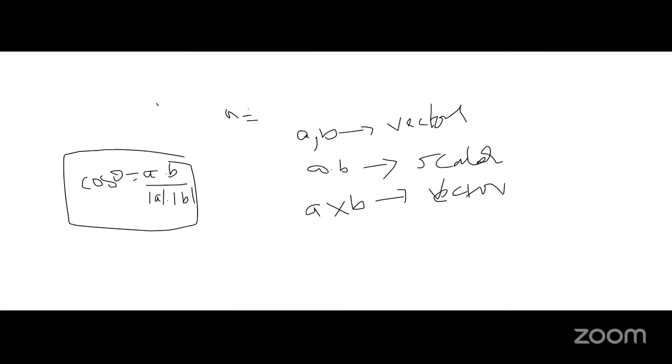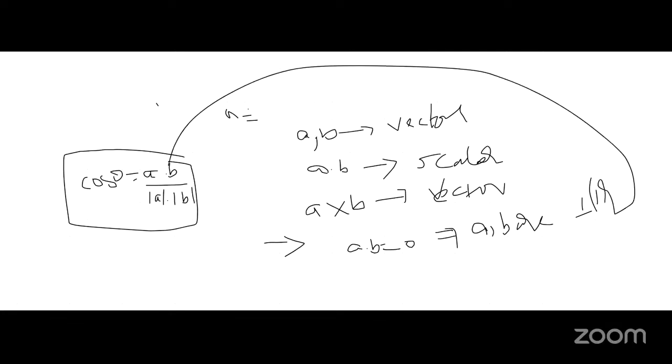If two vectors are perpendicular, then A dot B equals 0, which implies A and B are perpendicular. So this is the concept we have. We'll meet again in the next class about that. I think it's very useful for your further studies in vectors.